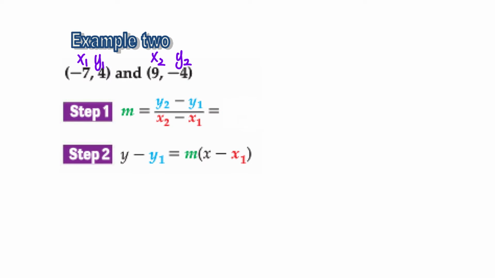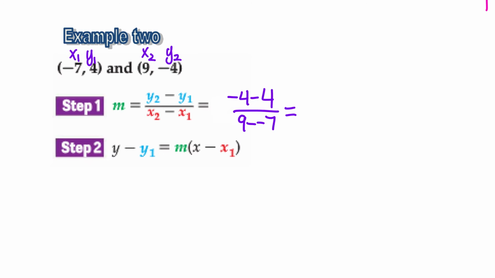So what's it going to look like when I put all those into the slope formula? How am I going to write this out? There you go. Negative 4 minus 4 over 9 minus negative 7, just to find the slope. What does that give you? Negative 1/2. Okay? So that right there is the slope.